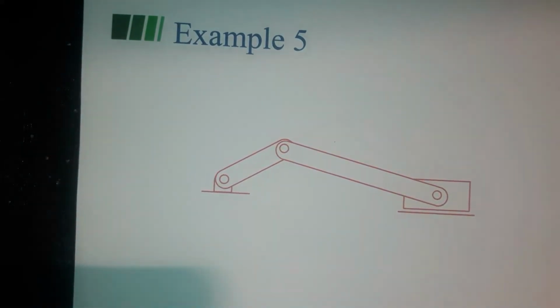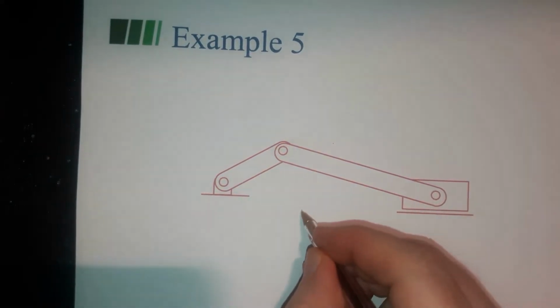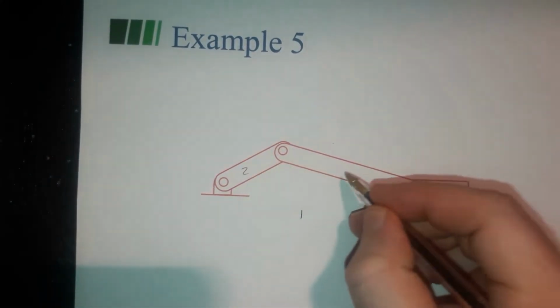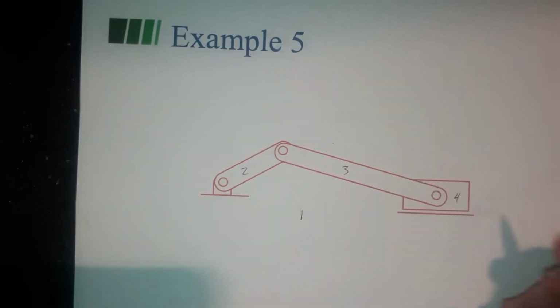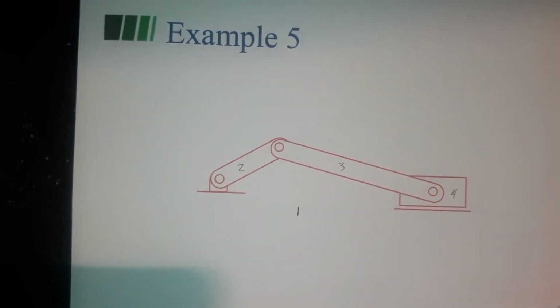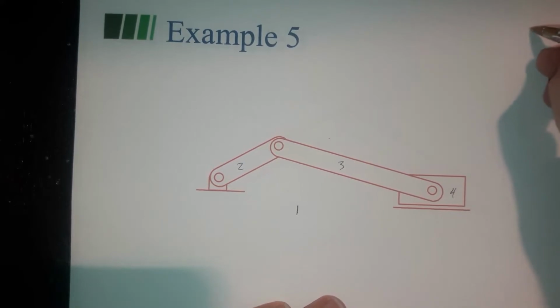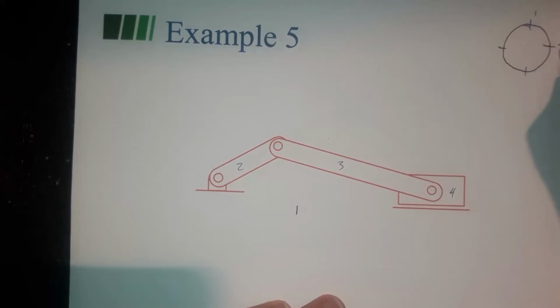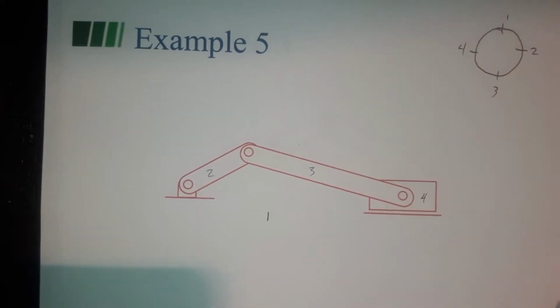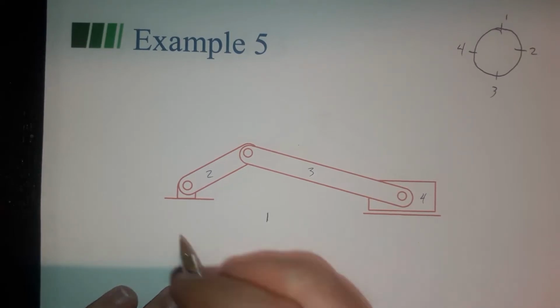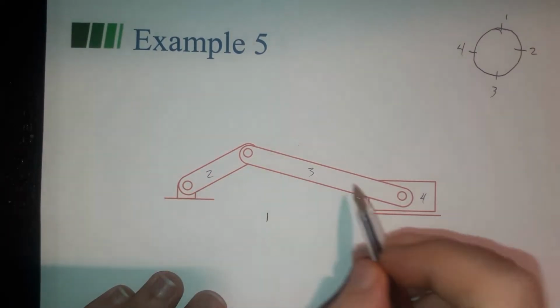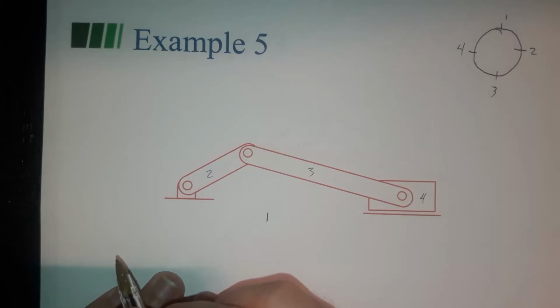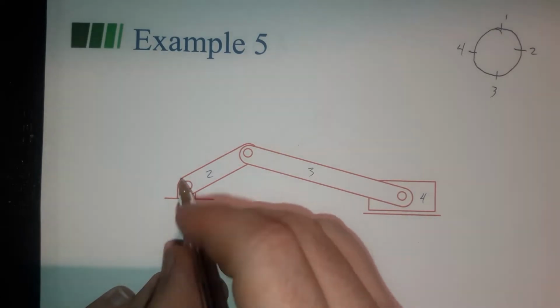Next example is going to be a crank slider. Once again, we'll need to make sure we number all the links so we know which links we're talking about. So we have 4 links, and so draw the circle diagram of the graph, and we will have 1, 2, 3, 4 points on that circle diagram.